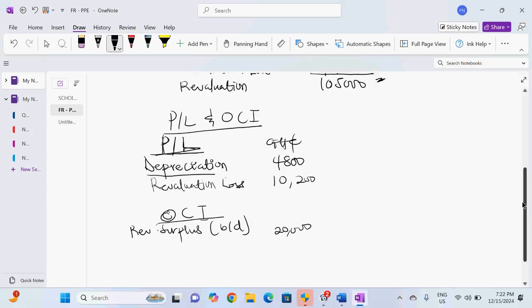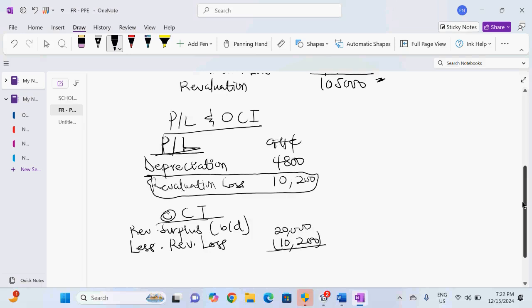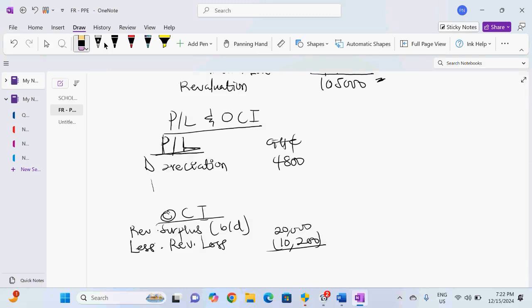The revaluation loss will not go to the P&L because we already have a balance of the surplus. So there is no need to bring it here. If we were not having a surplus, we would have brought it here. But because we have a surplus, less revaluation loss of 10,200, what will be the balance left? Because we already have a surplus that would offset it in the OCI, there is no need to bring it into the P&L.